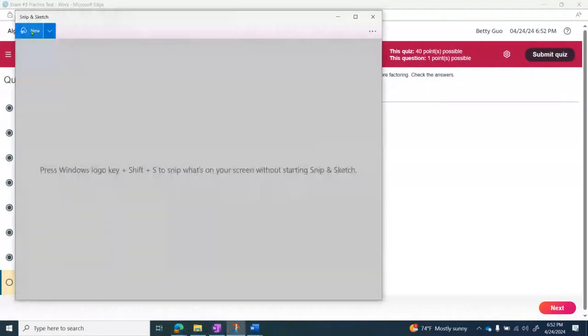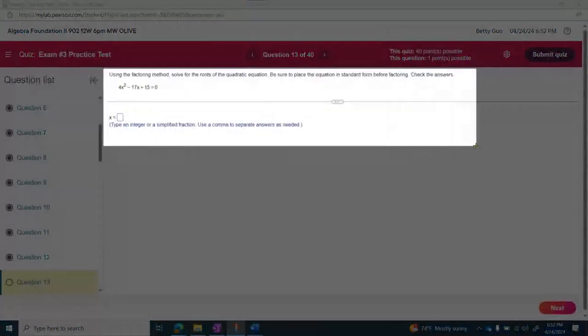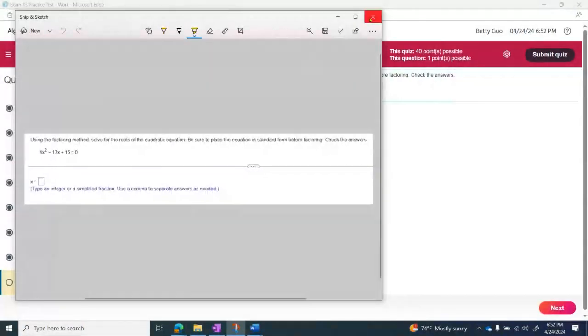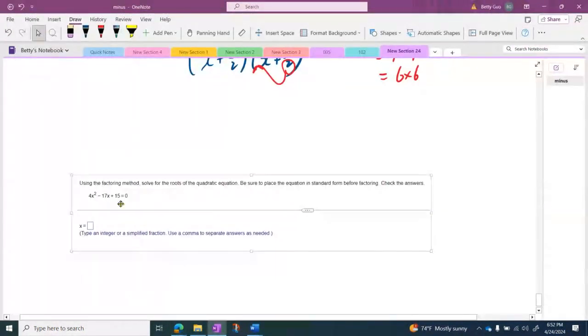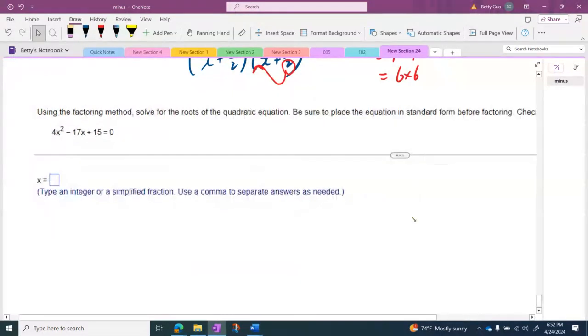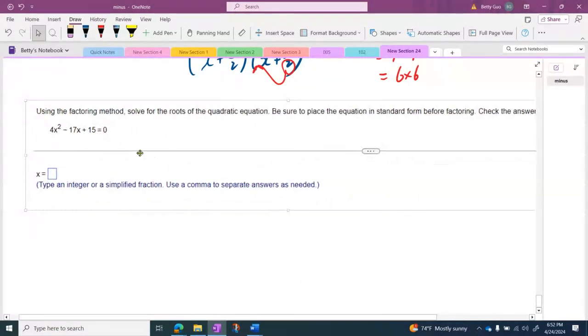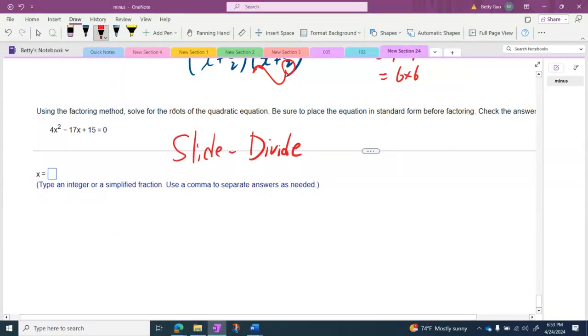Next, copy paste, and then I can read the question. Using the factoring method, solve for the roots of the quadratic equation. Be sure to place the equation in standard form before factoring. Those are good reminders. Okay, so there's no GCF, and we are going to apply the slide divide method.